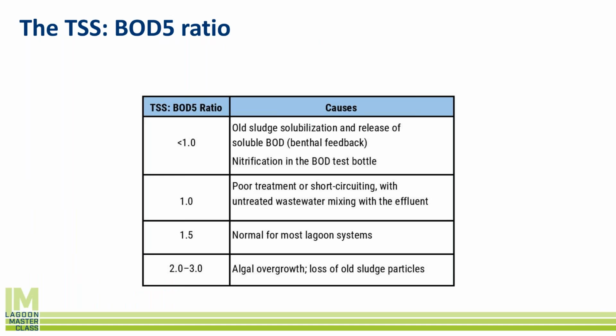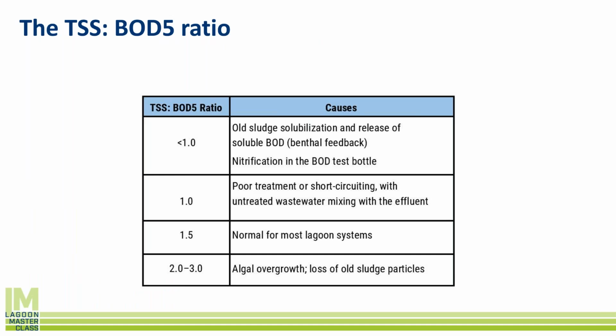If your TSS and your BOD are equal, let's just say it's 30 milligrams per liter, that could be a sign that you're getting some short circuiting, and you have some untreated wastewater that's actually mixing into the effluent because it's moving through the system too fast.